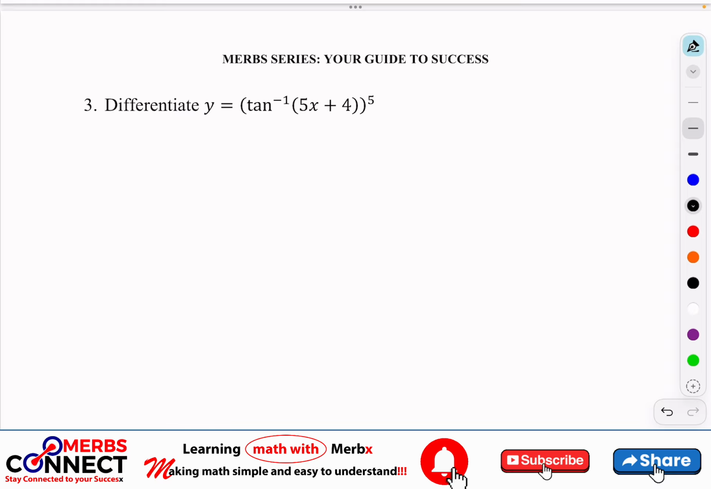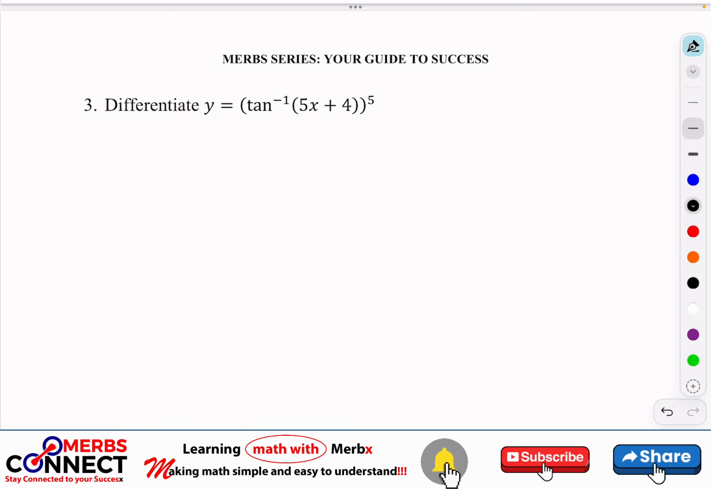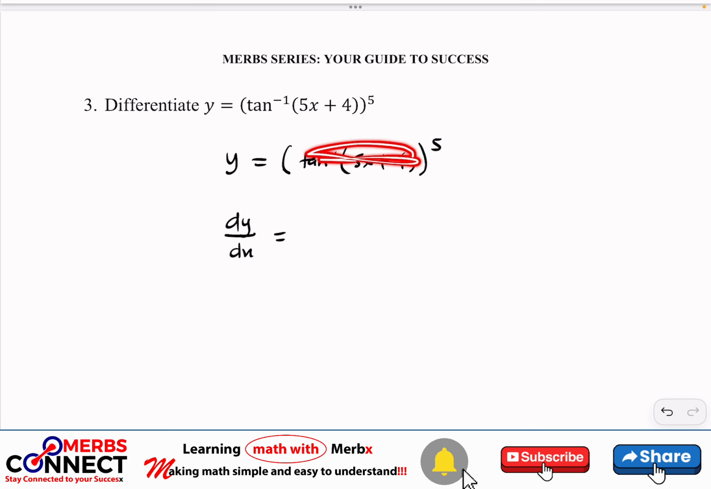Let's look at this. Differentiate this. Nice. This is nice. So we have y, which is equal to tan inverse of 5x plus 5 plus 4, and then this is 5. So what is dy over dx? Oh, nice. So this is a composite function, right? We have a function inside the parentheses with this.